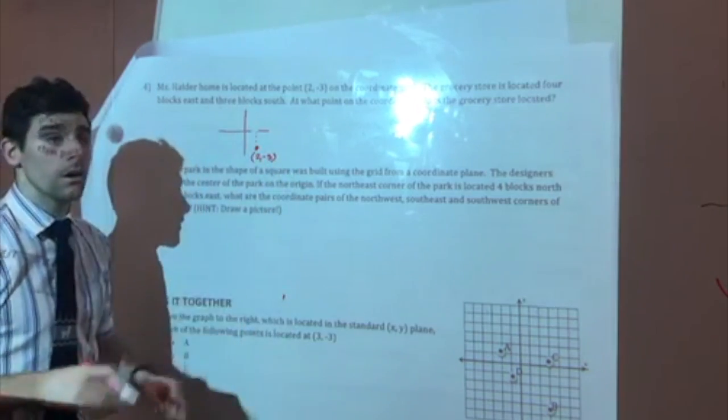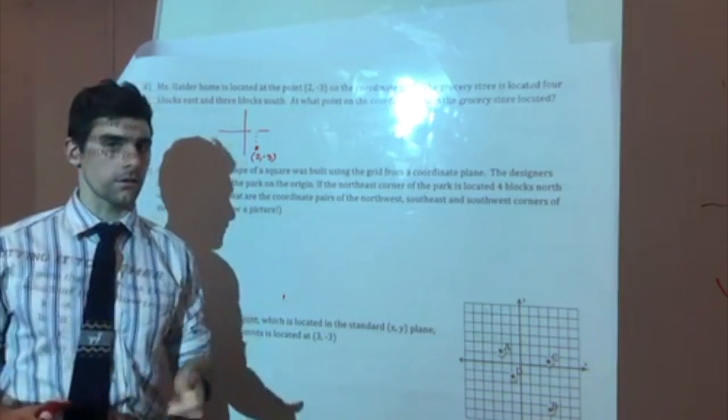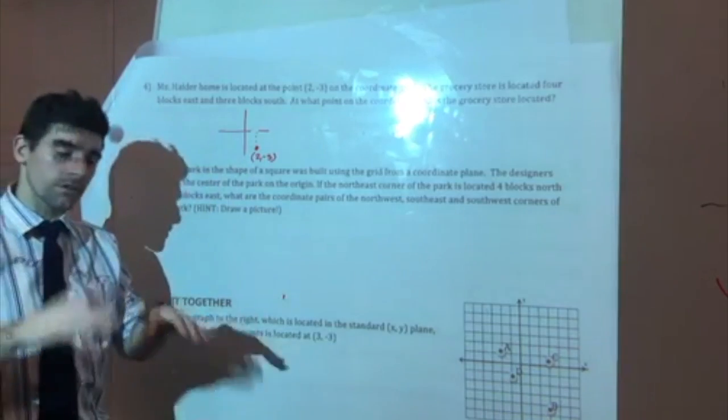In case you didn't know, the whole city of Chicago is actually laid out like a coordinate plane. Hopefully we'll have time to discuss it in class. But if you're curious, you should look up Chicago coordinate plane.